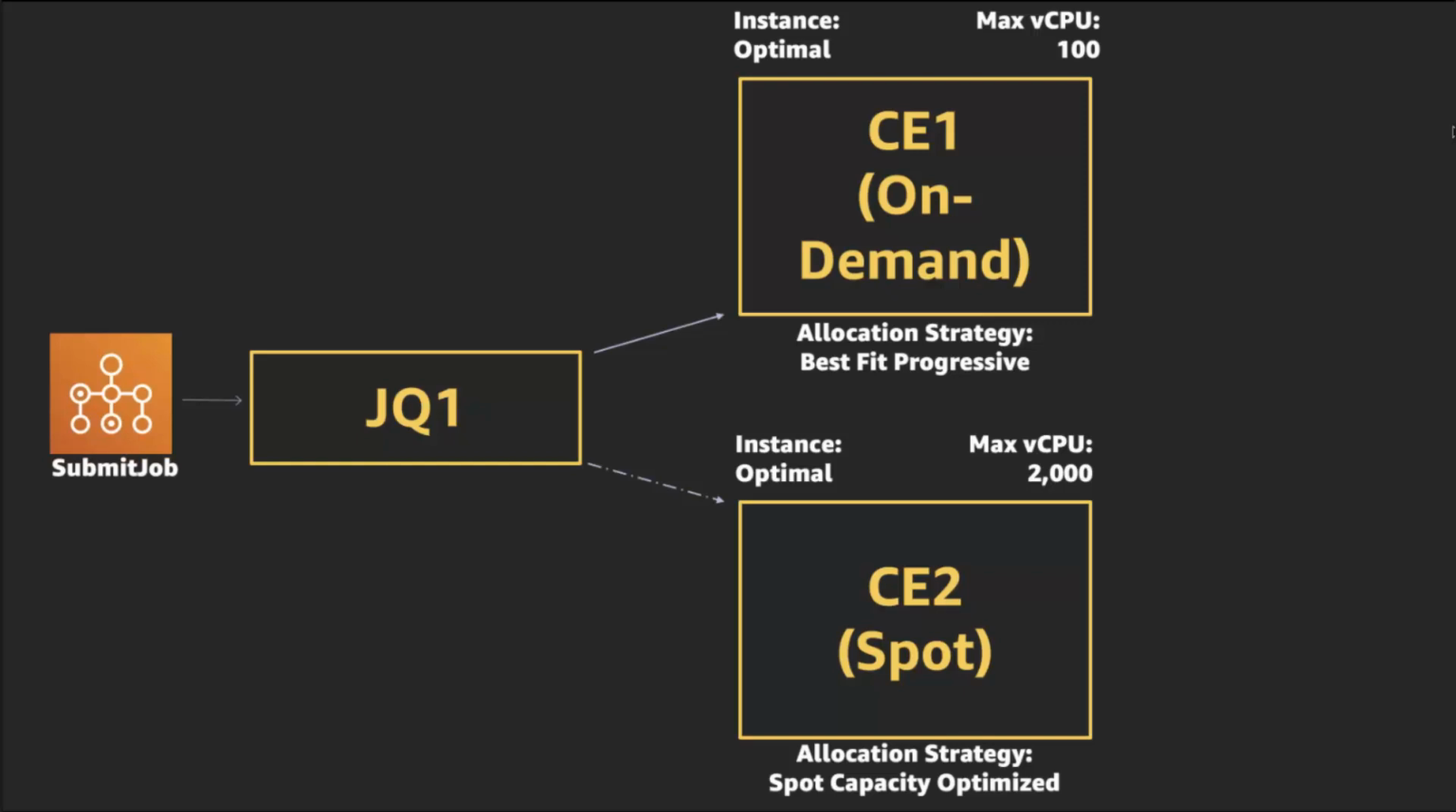So after you reach a certain threshold in terms of your jobs, your scale will all be focused on using Spot instances. And since Spot instances help you save money, this is the most cost-effective way to scale up your environment here on Batch.